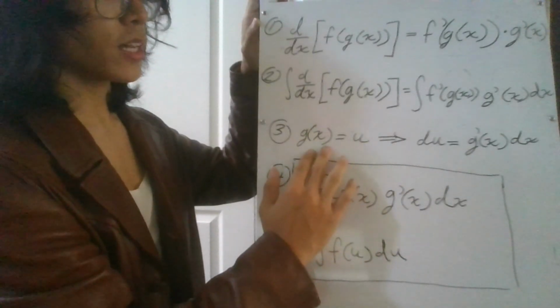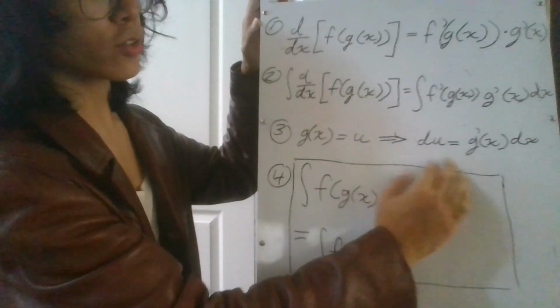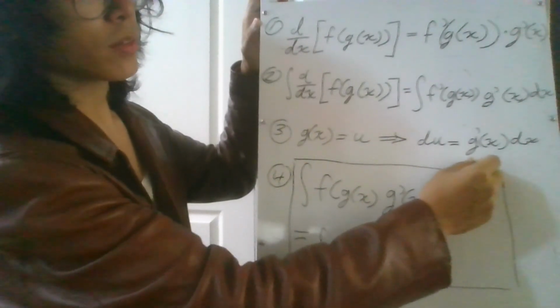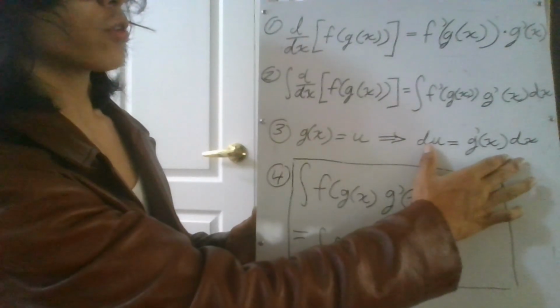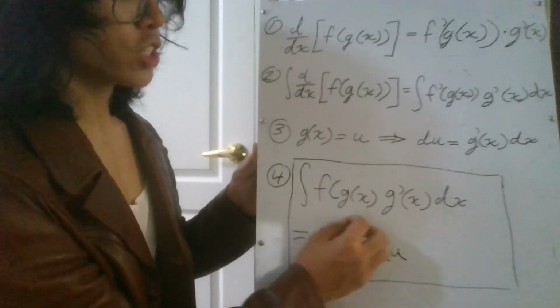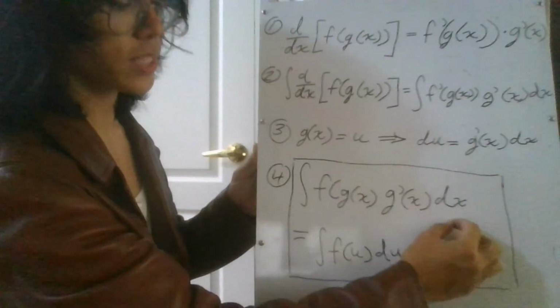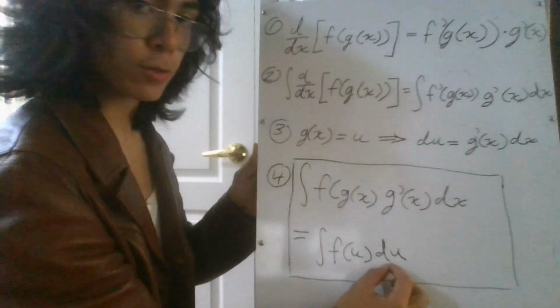And if g(x) is set equal to u, this implies that the differential of u equals g prime of x dx. And then you plug this information into the equation, and it gives you the antiderivative of f of g of x times g prime of x dx equals the antiderivative of f of u du.